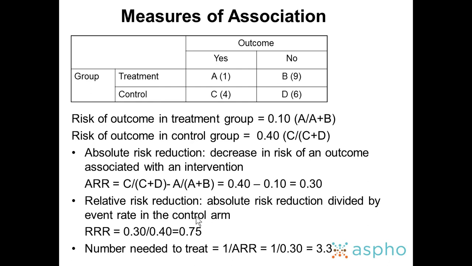Relative risk reduction is the absolute risk reduction divided by the event rate in the control arm, and the number needed to treat is 1 over the absolute risk reduction. In this case, it's 3.3, which would mean you'd have to treat 3 individuals to prevent 1 bad outcome compared to the control intervention alone.